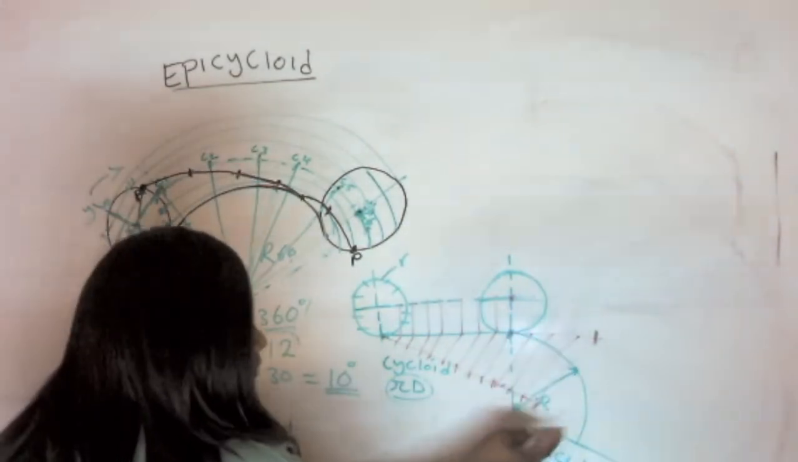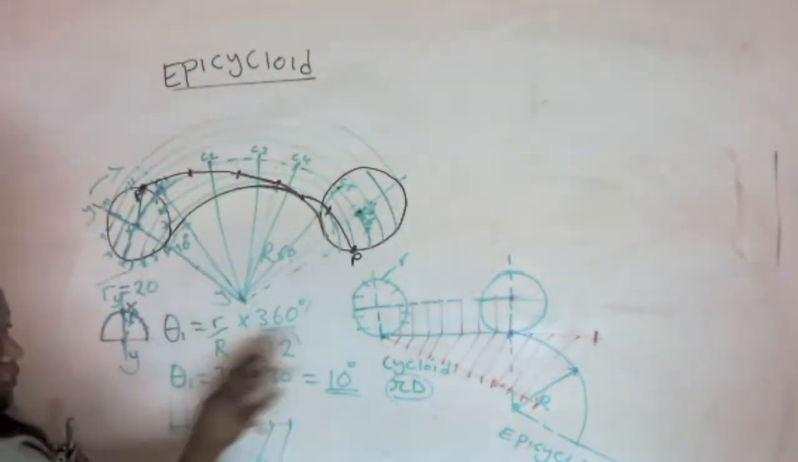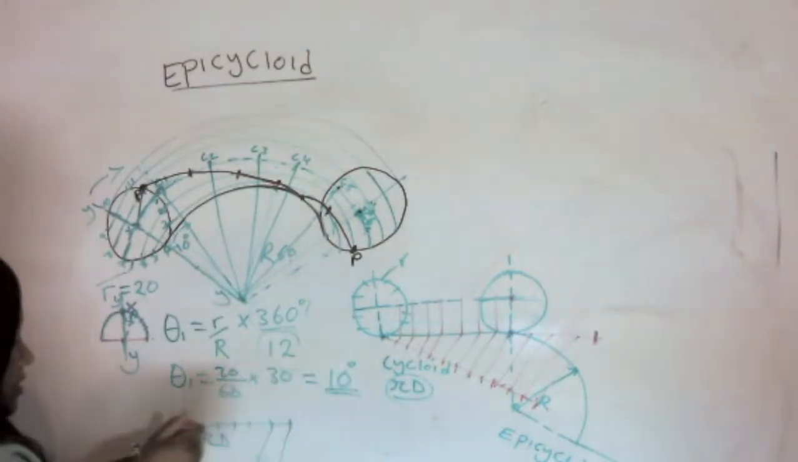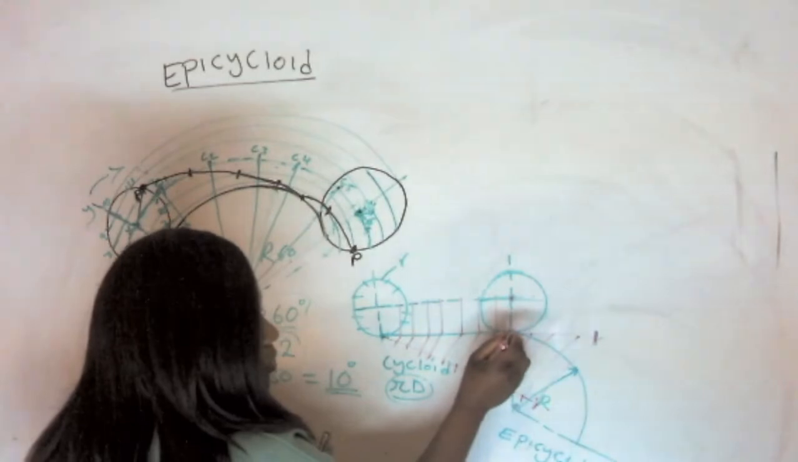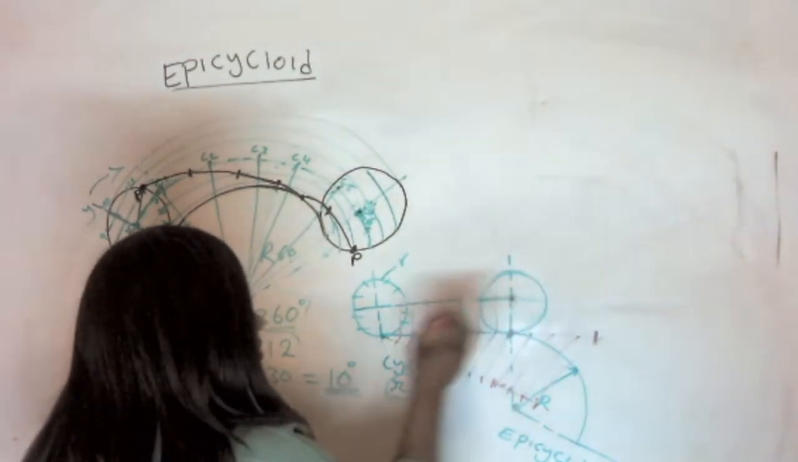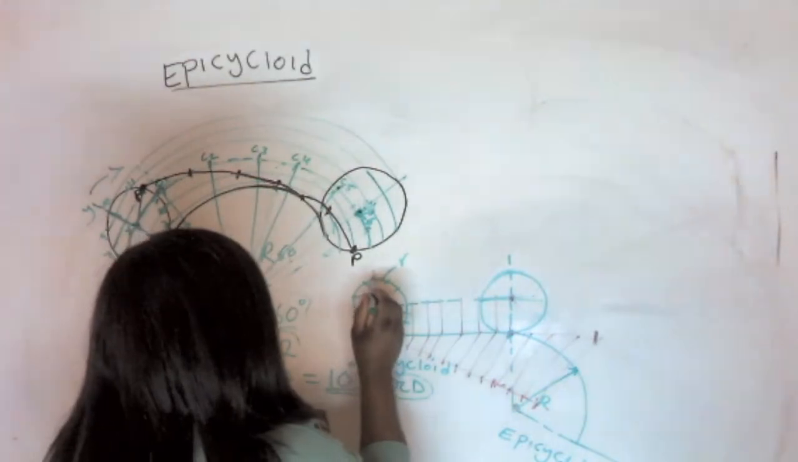Coming to this side of the epicycloid, you are going to work with that formula. And if it's 10 degrees angle, you are going to measure, okay? You are going to put your compass on the center. So let's first divide. Do these divisions.